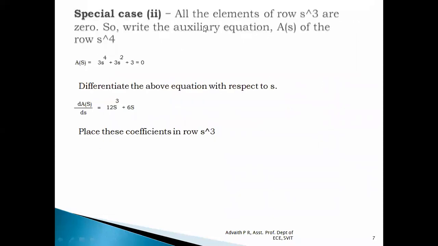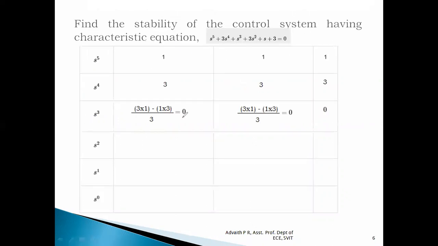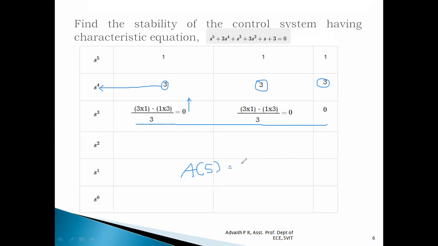Now, all the elements in the s to the power of 3 row are 0. Hence, we have to write the auxiliary equation. When we write the auxiliary equation, whichever row we have got all zeros, just above that row, using the values of that row, we will be writing the auxiliary equation. So the auxiliary equation A of s will be equal to, beside 3, the power of s which we have is 4. So s to the power of 4 is the value which we have.